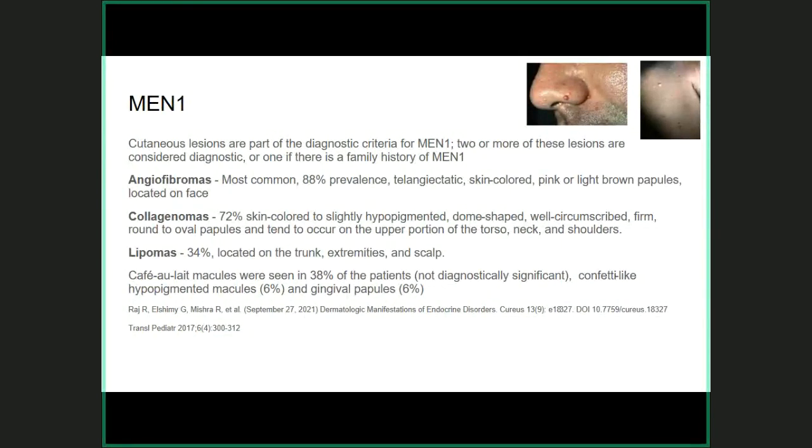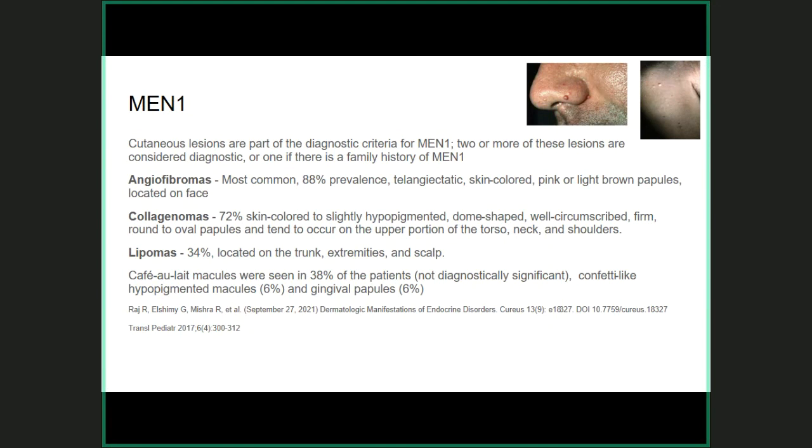So cutaneous lesions are part of the diagnostic criteria for MEN1. Two or more of these lesions are considered diagnostic, or one if there's a family history of MEN. Being well familiar with all of these lesions could help you with early diagnosis of these patients, and also help with screening some of their family members who might have the same condition. Angiofibromas are the most common with 88% prevalence, and as you can see here, they are telangiectatic, skin colored, or sometimes pinkish brownish papules, mostly located on the face.